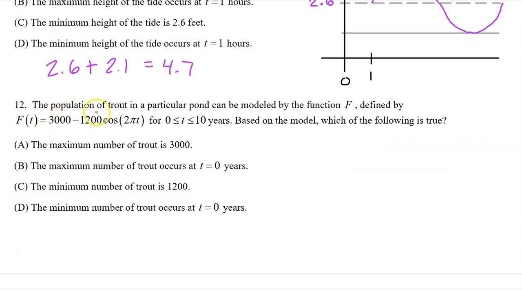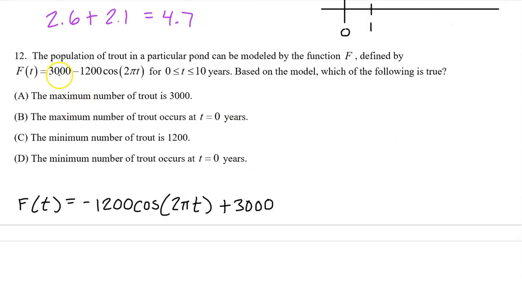Number 12. The population of trout in a particular pond can be modeled by the function f, defined by f of t is equal to this expression, for the closed interval from 0 to 10 years. Based on the model, which of the following is true? First of all, understand that having this 3,000 in the front is the same as adding 3,000 on the end. So f of t could be rewritten like this, and this is more what we are used to.